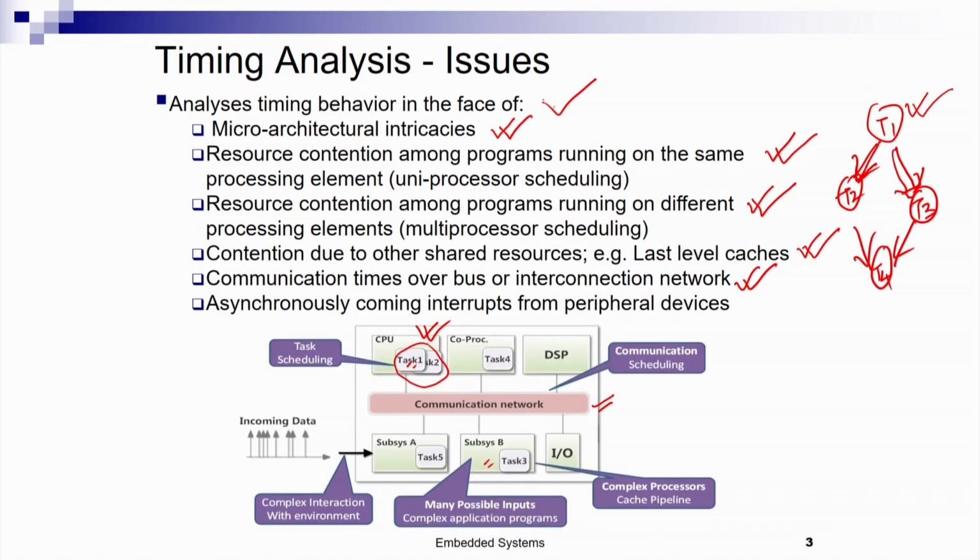The time taken by the system could also depend on asynchronously arriving input interrupts from peripheral devices. Peripheral devices interrupt, and therefore, the tasks may have to wait until such interrupts are serviced, and the overall time taken by the system could vary a lot depending on whether interrupts from peripheral devices were received. So, these were just a few issues to show that it is very difficult to tightly estimate what will be the time taken by an embedded system.